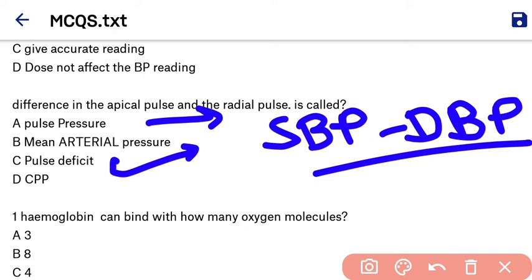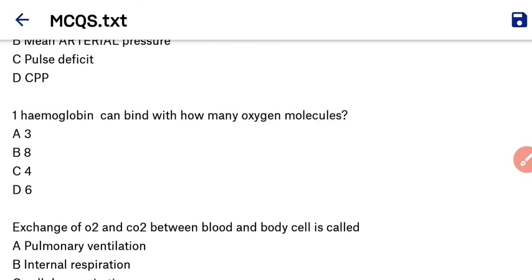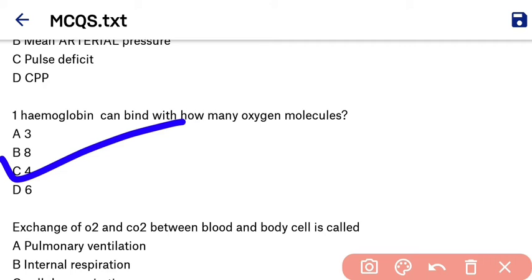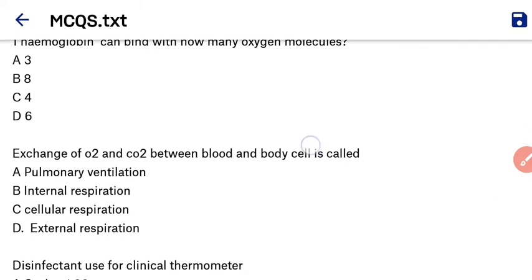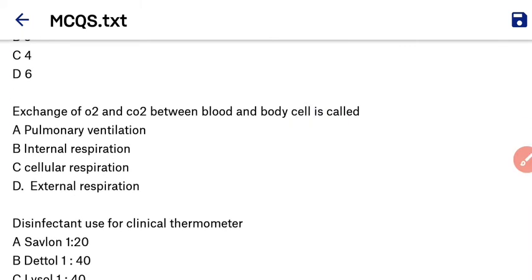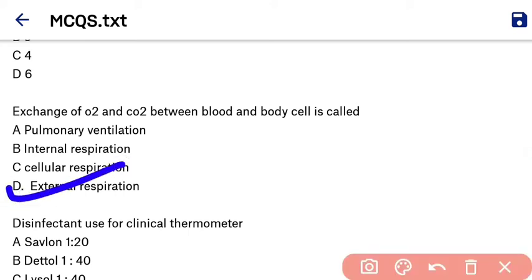Okay, next, hemoglobin can bind with how many oxygen molecules? So here our right answer is hemoglobin can bind with 4 oxygen molecules. Okay, so C is the right option. Next, exchange of oxygen and carbon dioxide between the blood and body cell is called, so here it is called internal respiration. Okay, so D is the correct answer.